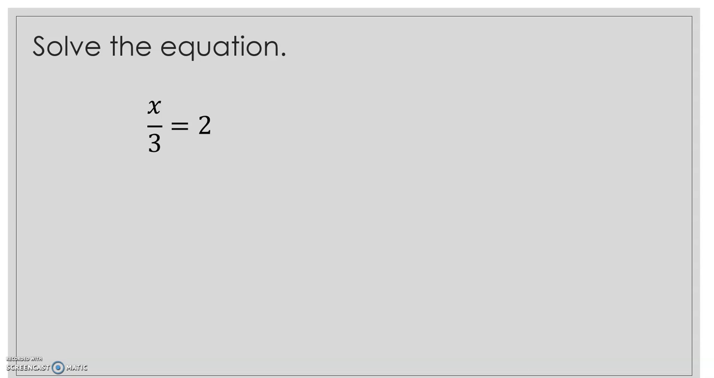x divided by 3 equals 2. How do we undo divided by 3? We multiply by 3 on both sides of the equation. x equals 6.